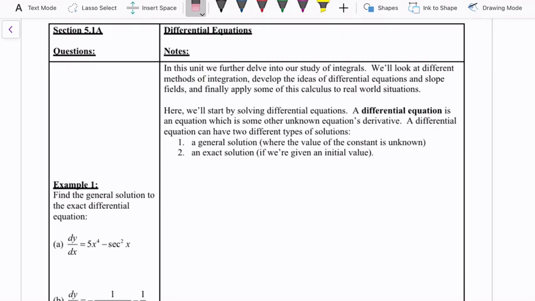What you need to know about a differential equation is it's basically an equation that is some other unknown equation's derivative. So we're starting with the derivative of some other type of function. When we're finding solutions to differential equations, it really has to do with finding the antiderivative of that differential equation. So what was the original function that is this function's antiderivative? It can have two different types of solutions. We can have a general solution, where we have a constant, or we can have an exact solution, but we have to be given an initial value.